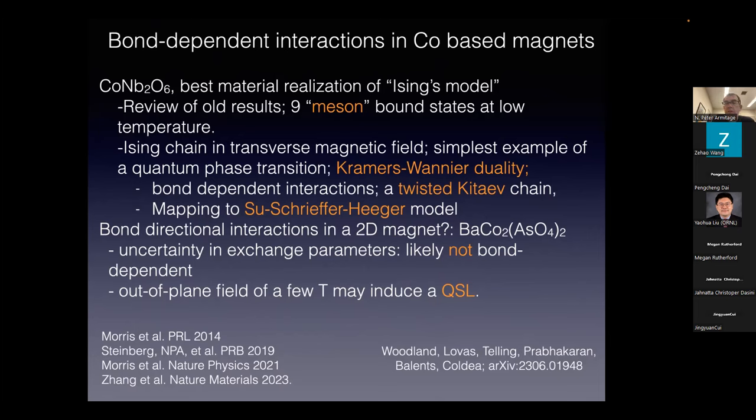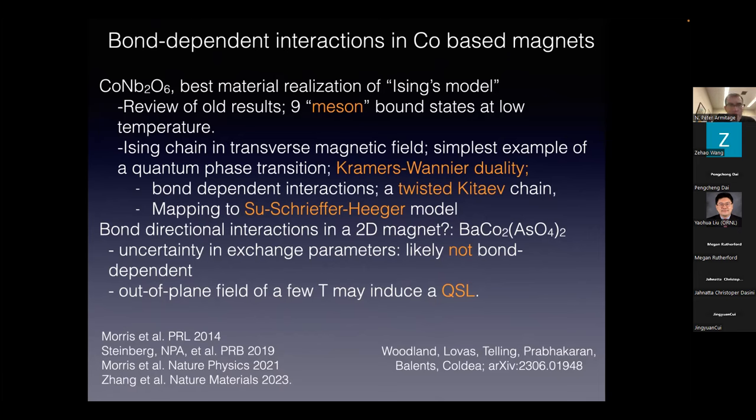So indeed, we can think of this system as an Ising chain in a large enough transverse magnetic field. The ferro-Ising chain in a transverse magnetic field is the simplest example we have of a quantum phase transition. Quantum phase transitions in general can be characterized by duality relations, and a particularly beautiful and simple duality relation, where there's a universal factor of two, is the so-called Kramers-Wannier duality. From that, we can learn that this material system hosts strong bond-dependent interactions. We call the model that describes this the twisted Kitaev chain, and among other aspects, the resulting model is mappable to the Su-Schrieffer-Heeger model of polyacetylene. That's the simplest model for polyacetylene and a version of a one-dimensional topological insulator.